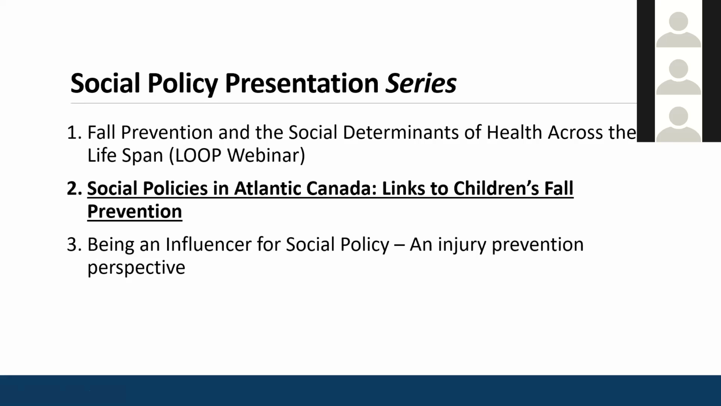That's where we introduced the links between the social determinants of health, fall prevention, and social policy. So our initial exploration with those topics, with a focus on older adults at the time, and a little bit of an introduction into children and youth. At this point in time, there was only one report available, and that report focused on fall prevention among older adults using a social policy lens.